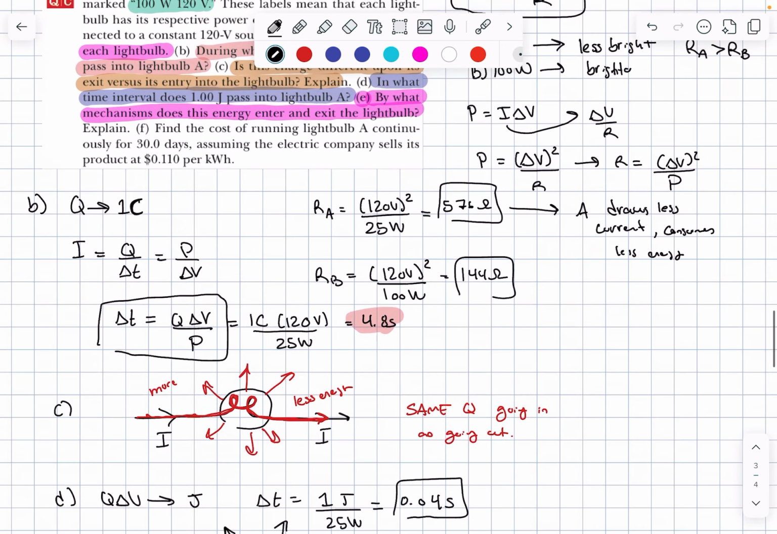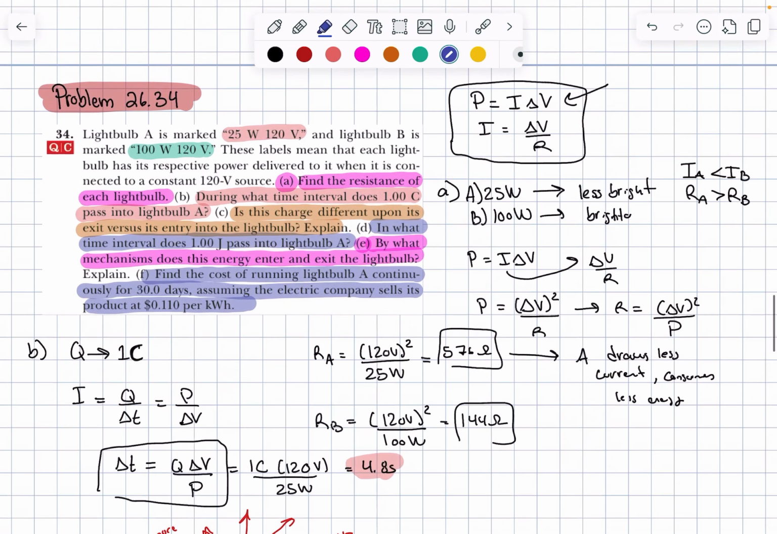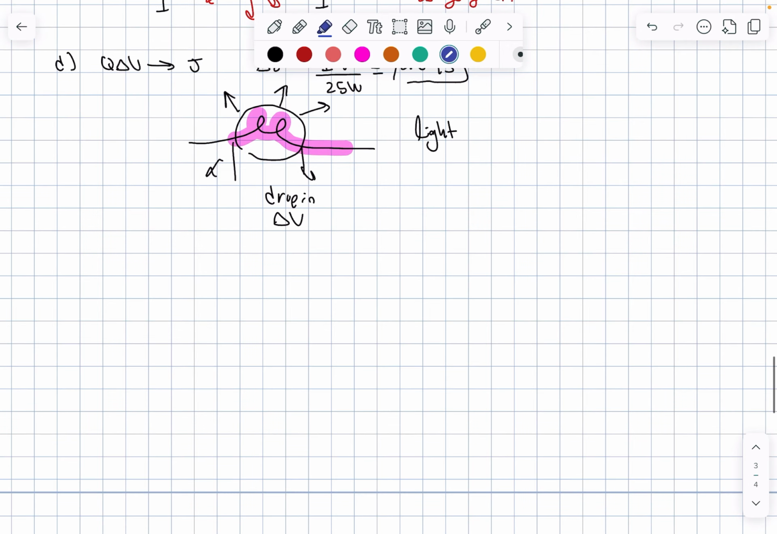Now lastly, well, I think we have a few more. So we have F, which says, find the cost of running the light bulb A continuously for 30 days, assuming the electric company sells it at $0.11 per kilowatt hour. So we know the wattage that we're consuming, it's 25 watts. And we want to know, okay, well, we're going to run it for a whole month. How much is it going to cost us? So we know that the units of watts are joules per second. So that means we are consuming 25 joules per second.